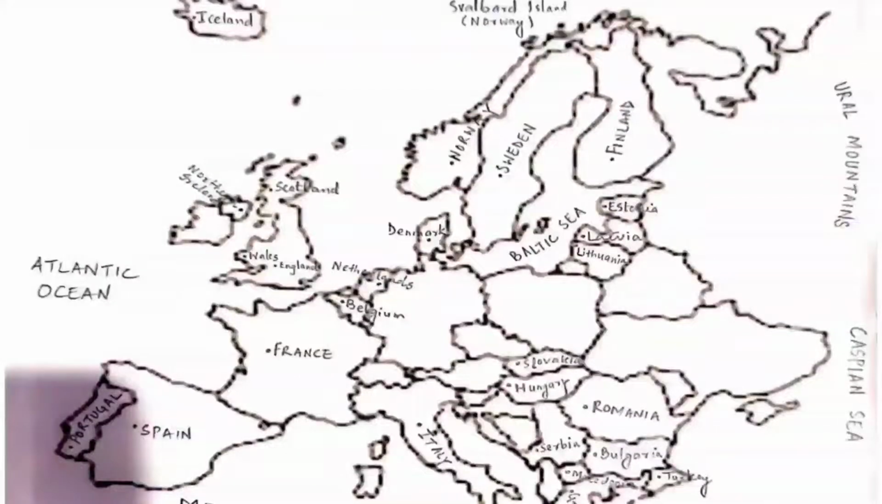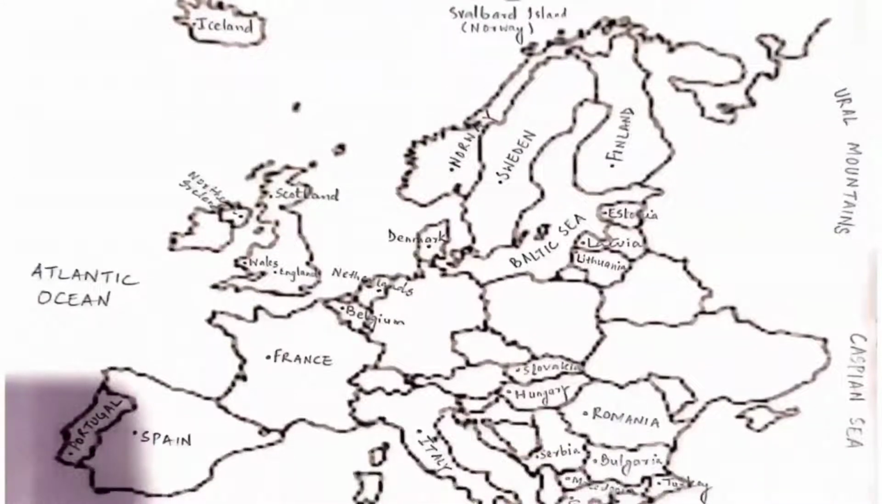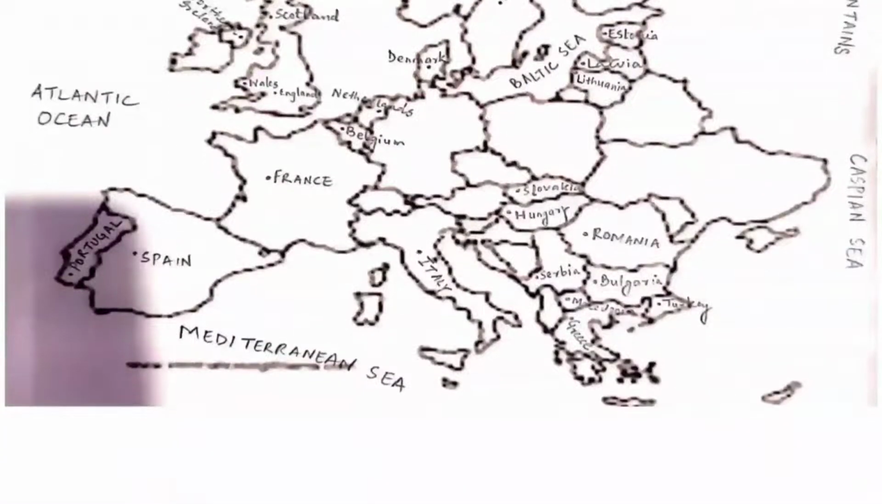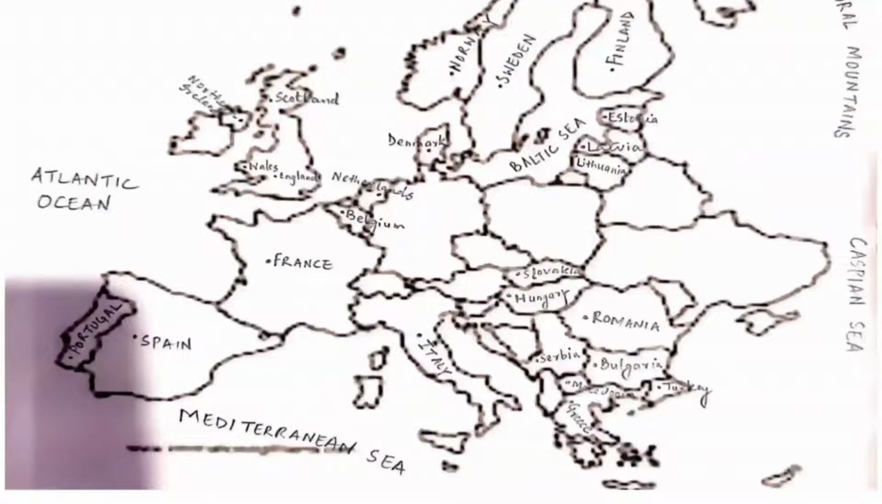You have to remember what is surrounding Europe from which side. In the north, it is the Arctic Ocean. From the west, it is the Atlantic Ocean. From the east, it is the Ural Mountains and Caspian Sea, and in the south, it is the Mediterranean Sea. You have to remember it because mostly the questions asked are map based, and if you remember the locations on the map, you will be able to attempt the questions correctly.